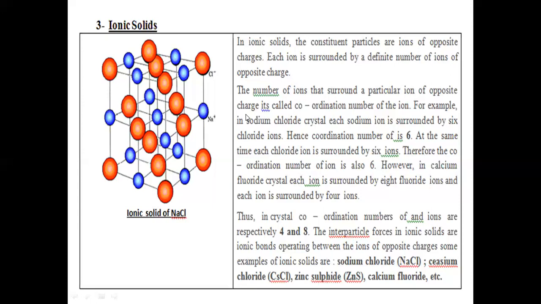So the number of ions that surround a particular ion of opposite charge is called the coordination number. So here the coordination number becomes 6 because one sodium ion is surrounded by six chloride ions, and in turn the chloride ions are surrounded by six sodium ions. The other examples of such ionic solids are like cesium chloride, zinc sulfide, calcium chloride, or calcium fluoride, etc.